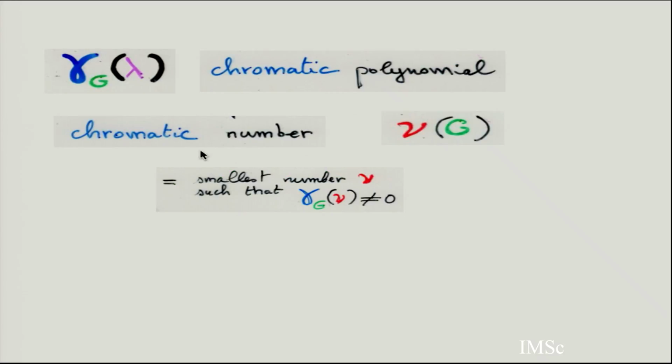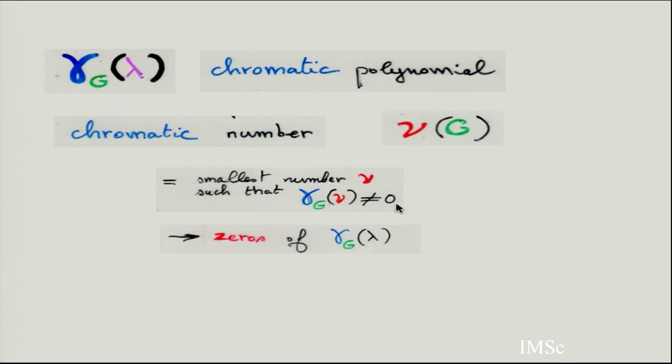Then today we will especially go on the chromatic polynomial. For any graph, you define this chromatic polynomial as the number of ways to color the graph with lambda colors. A coloring means a proper coloring, meaning that two vertices connected by an edge do not have the same color. And the chromatic number is the smallest number nu such that gamma G of nu is different from 0. So it's the minimum number of colors you need to color the graph.